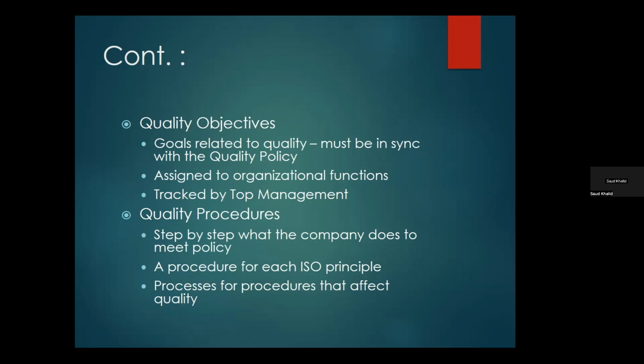Product quality, what kind of organizational functions are assigned to our production team, and then we track the whole production and all the process stages by the top management. The top management is responsible for tracking all the records, data and the audits. Then what kind of quality procedures they need to adopt step by step. What the company does to meet the policy, we check on that. What kind of regulations are applied to our company and organization, and how it is adopting the policy requirements. And then we develop an SOP for ISO principles to meet our client and the international standards of production, and what kind of process or procedure affects the quality.